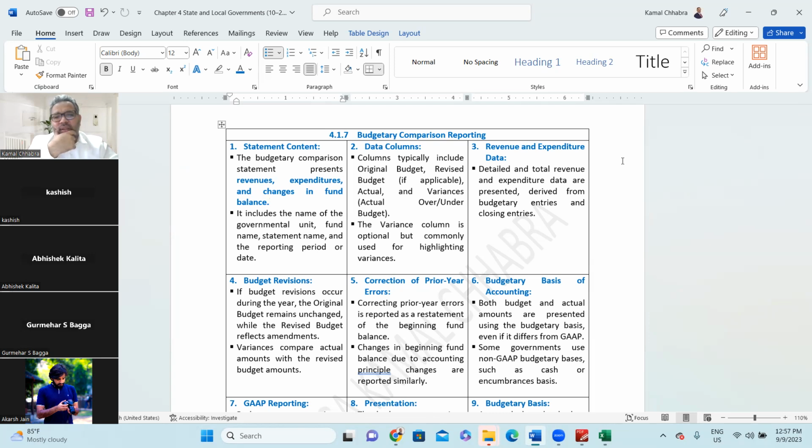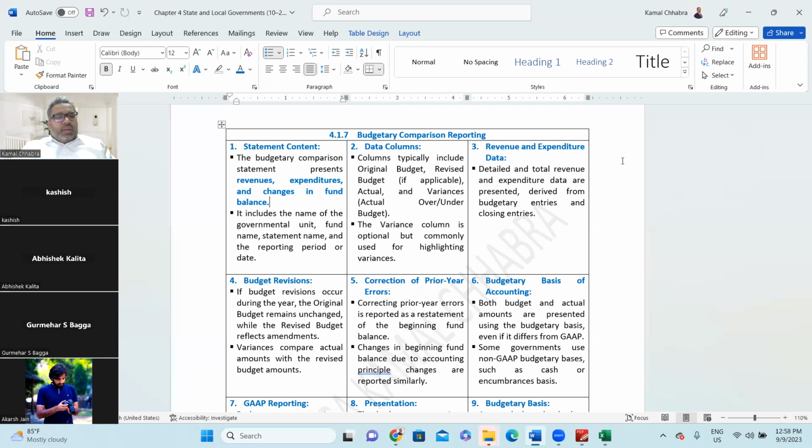The third one is revenue and expenditure data. Detailed and total revenue and expenditure data are presented, derived from budgetary entries and closing entries. When you make the budget at a small entity level, small component level or small fund level, accordingly you need to provide the detail of the expenditure made at each unit level or at each fund level, as the case may be.